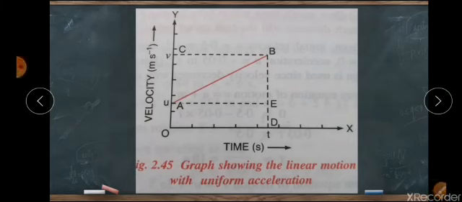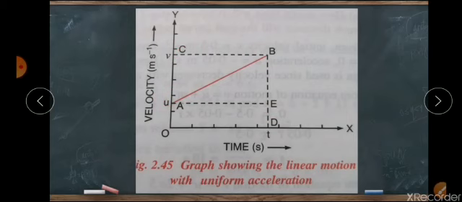Before starting the derivation, I request everyone to open page number 51 in your textbook. Take another book or paper with a pen and you will be deriving along with me, right? Now coming back to the derivation part, we are going to consider a body having linear motion or uniformly accelerated motion having initial velocity u, final velocity v in a time t.